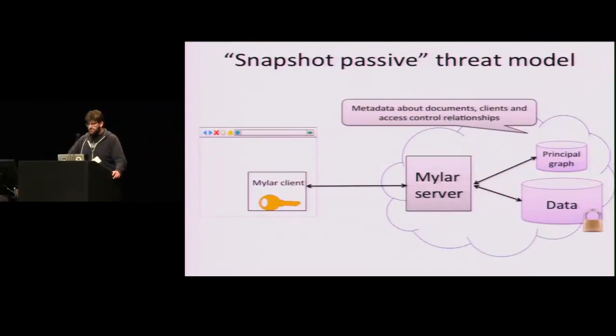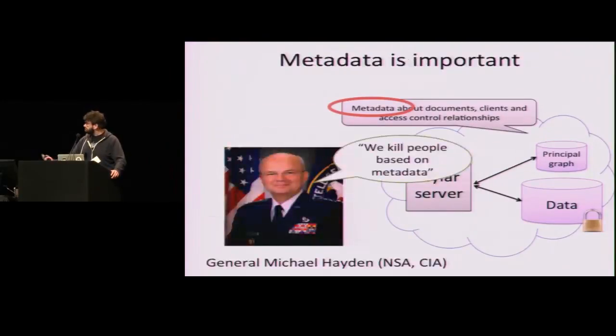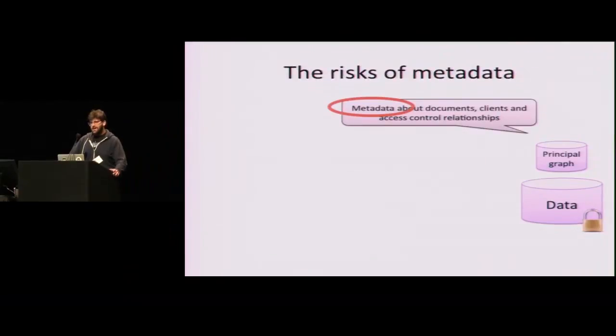Our attack in the weakest threat model, the snapshot passive threat model, is simple. The attack basically uses this metadata that I mentioned before. And this metadata is crucial for the system to function correctly, but it's not encrypted. Existing systems don't bother to encrypt the metadata. And of course, we all know how important metadata is. So this metadata has some inherent risks that haven't really been explored before.